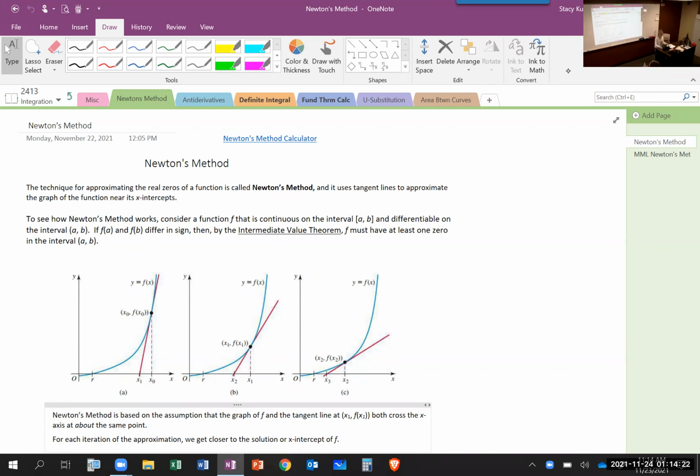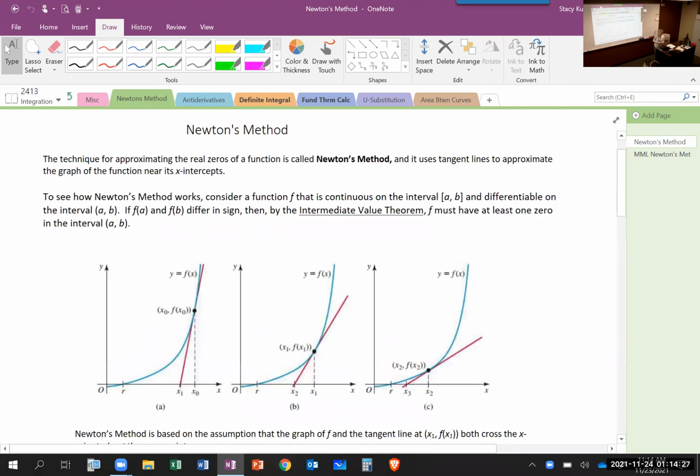So Newton's method is a technique for us to be able to approximate the zeros of a function, okay? And what you do is it piggybacks on that whole intermediate value theorem. Remember, the intermediate value theorem said that if you're on this closed interval and the value of the function changes from positive to negative or negative to positive, somewhere in between there has to be a zero, right?